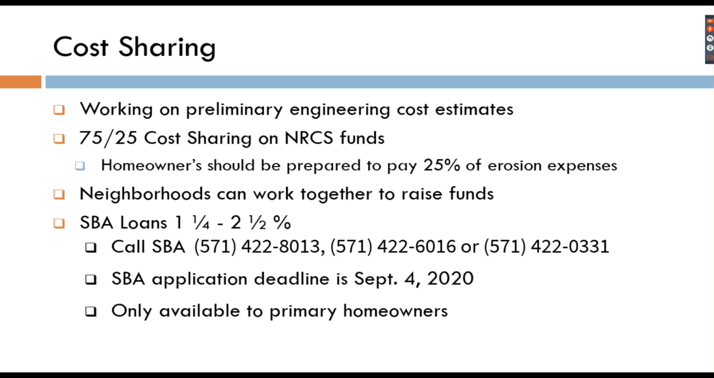So let's talk a little bit about how we're going to be paying for these projects. Work on preliminary engineering cost estimates has already started on some of the early projects. And what we're going to be doing is the NRCS will have a 75-25% cost sharing, where the NRCS will pick up 75% of the project cost, and the homeowner will be responsible for the 25%. So the homeowner should be prepared to pay 25% of the erosion expenses.